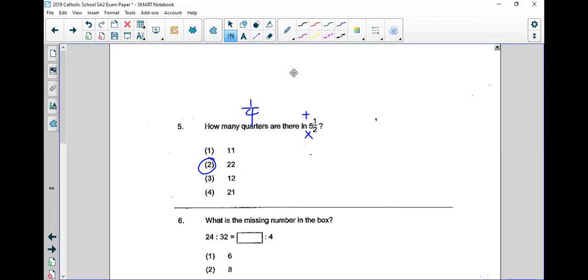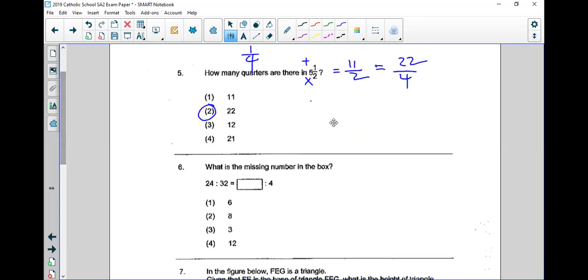Okay, how many quarters are there in 5.5? So change the mixed number into an improper fraction, and you will get 11 half. Right, 11 half. 11 half is not quarters. So how do you get quarters? You have to make the half into quarters. So 2 times 2, quarters already. 11 times 2, and you get 22 quarters. Answer number 2. Okay, question number 6.